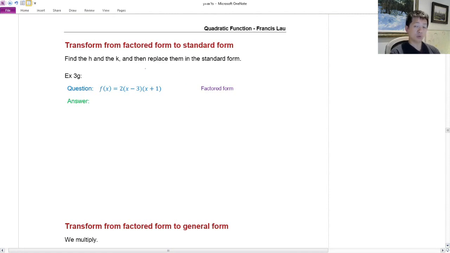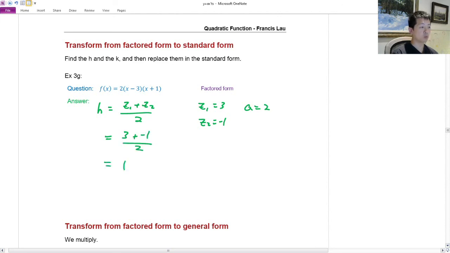Now from factor form to standard form. Factor form to standard form, all we need to do is find the h and k and then replace them in the standard form. The equation to find the h is basically the first 0 plus the second 0 over 2. This is basically the average formula, right? So my first 0 is 3, my second 0 is minus 1, and my a is actually 2. So all I need to do is plug in 3 plus minus 1 over 2. So 3 plus minus 1 is actually 2. 2 over 2 is 1. So my h is 1.